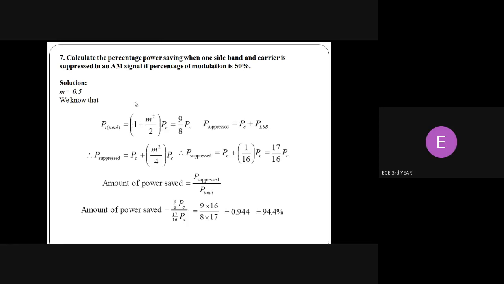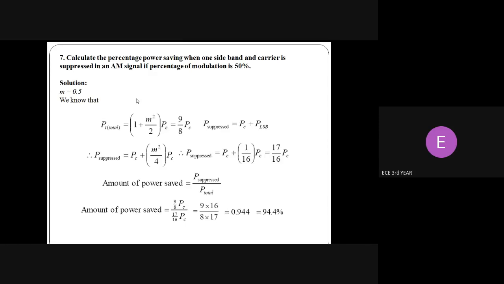In the previous problem also we were dealing with PLSB. All the problems deal with the PLSB. In this problem also we're going to deal with the PLSB and calculate the percentage of the sidebands. Calculate the percentage of power saving when one sideband and carrier are suppressed in an AM signal. The modulation index given is 50%, which is 0.5. M is equal to 0.5.